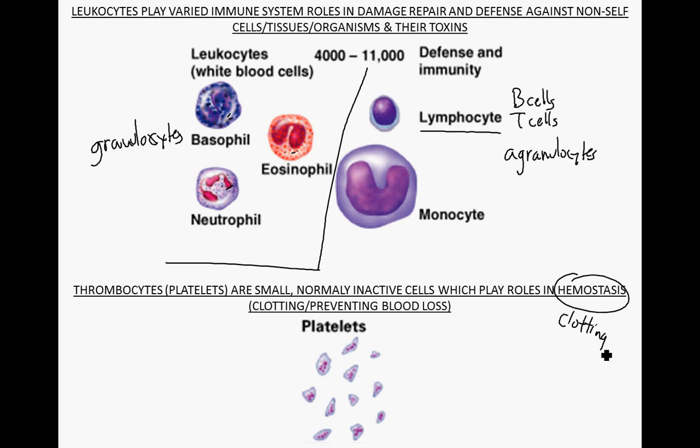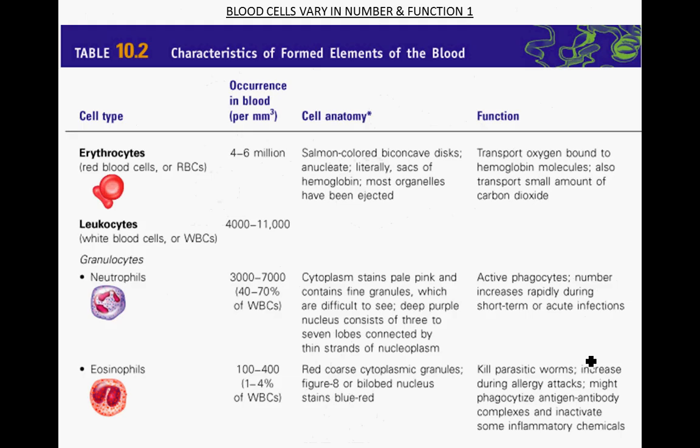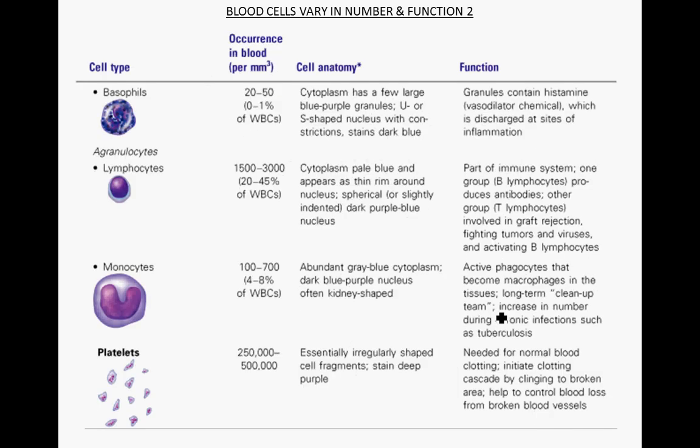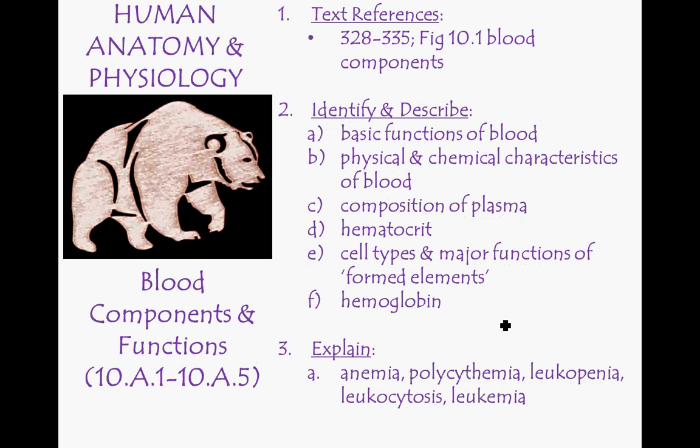Okay. So there is a quick introduction. This table here has a lot more information on it that we'll deal with over the course of the unit here. So again, at the end of this now, you should be able to summarize and identify and describe basic functions of the blood, some physical chemical characteristics, what is in the plasma. There are 4 things in that plasma. What the hematocrit is defined as, being able to identify the major functions of the formed elements, right, what they are, and again, of course, a little bit about the hemoglobin molecule.